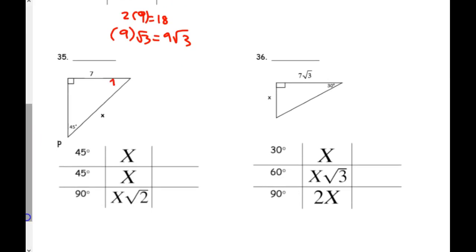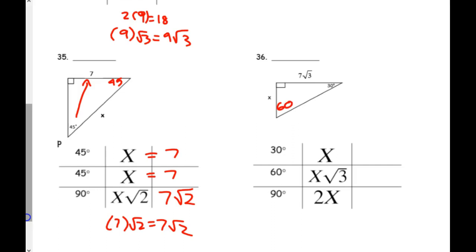Okay, that's 45 and 90, that's 45. We got a 45, 45, 90. Across from 45 is 7, so x equals 7. So 7 square root of 2 is going to be 7 square root of 2. You just throw a little square root of 2 at the end for the hypotenuse. 30, 60, 90, last but not least.